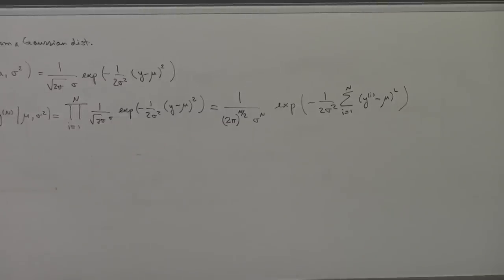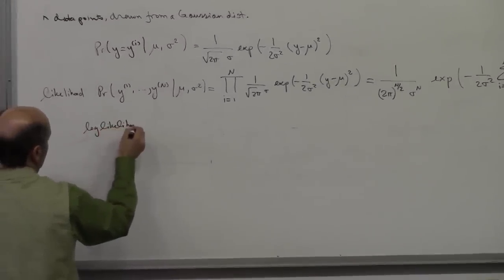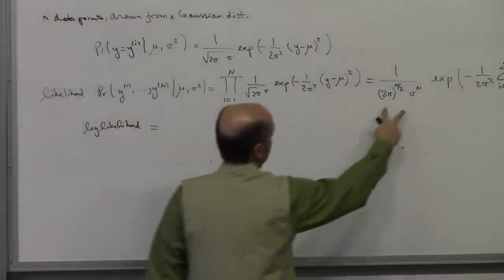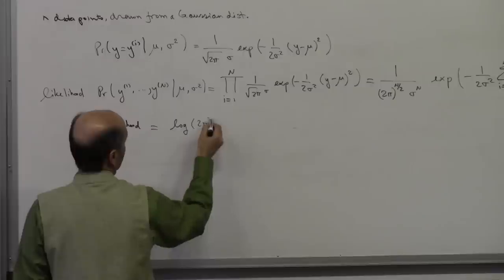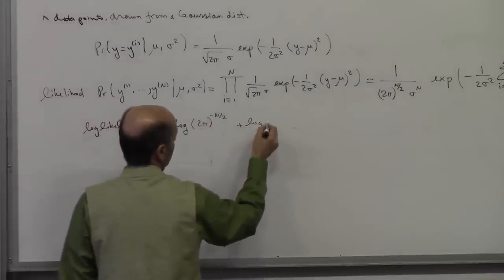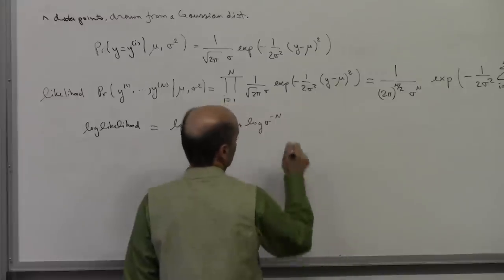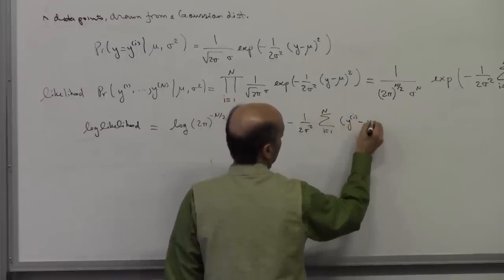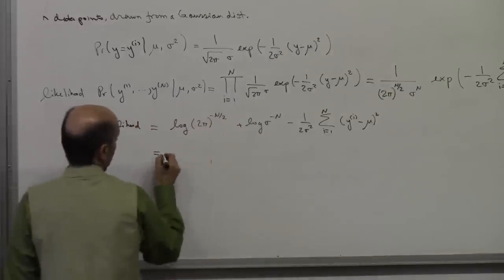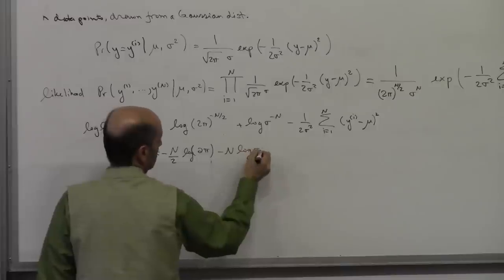So next what I do is I find the log of this. So this is my likelihood of seeing those data points. And it's just a multiplication of all those normals. So now what I find is the log of this, the log likelihood. That's going to be equal to the log of the first term, let me write it out. So this is log of 2 pi to minus n over 2 plus log of sigma raised to the power minus n, which is equal to minus n over 2 log of 2 pi minus n log of sigma.